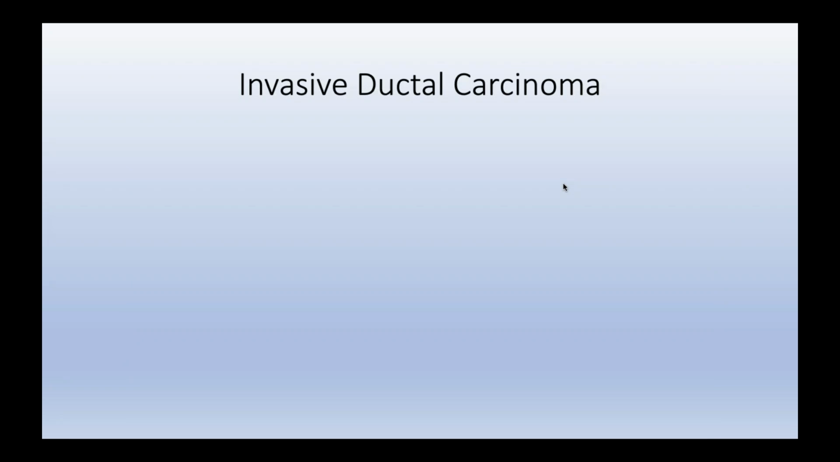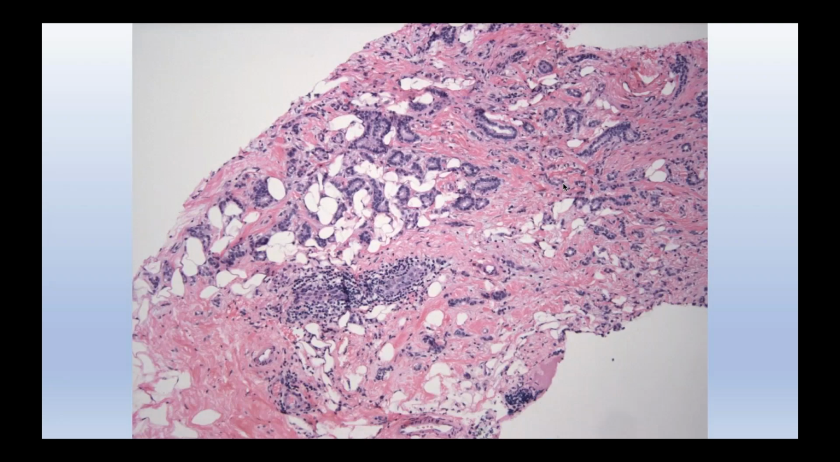So that was all ductal carcinoma in situ, or cancers that are just confined within a duct. If that cancer then breaks through what we call the basement membrane, or the supporting structure around the duct, and starts to invade into that fibrous tissue or fat of the breast, that's when it becomes an invasive cancer. And the most common type of invasive breast cancer is called an invasive ductal carcinoma. And this is what it looks like.